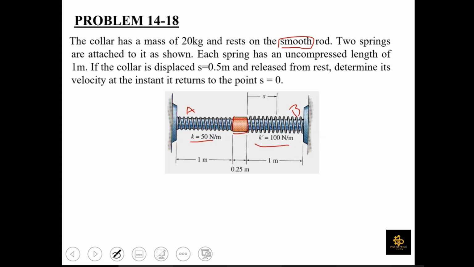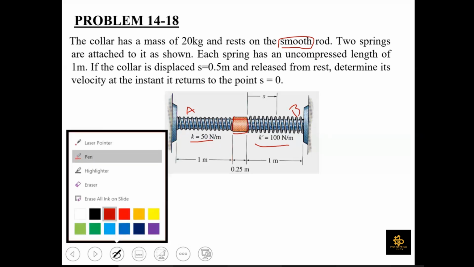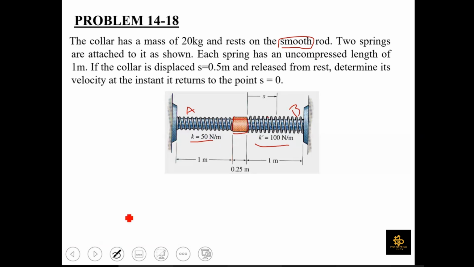Okay, now the statement says that if this collar is displaced 0.5 meters towards the right and then released from rest. आपने किया क्या है कि you move this collar towards the right until this s becomes 0.5. So this s is 0.5 meters, and from this position, let's say कि मैं कहता हूँ this is position number 1, you release this collar from position 1 at rest.